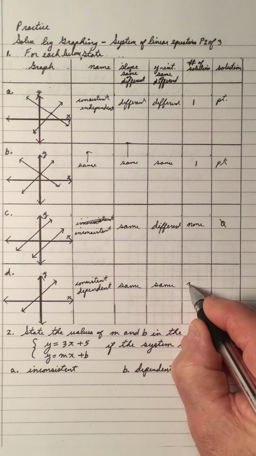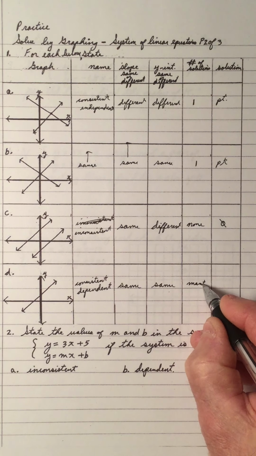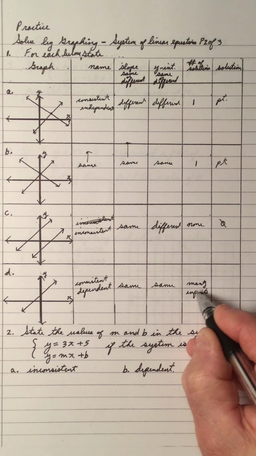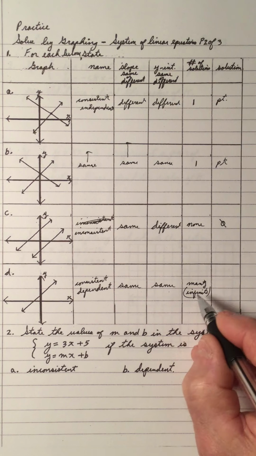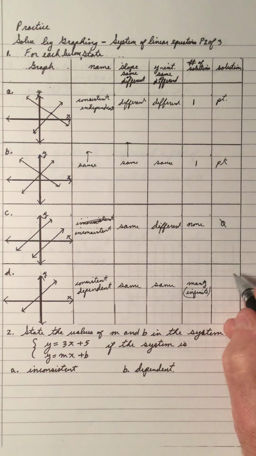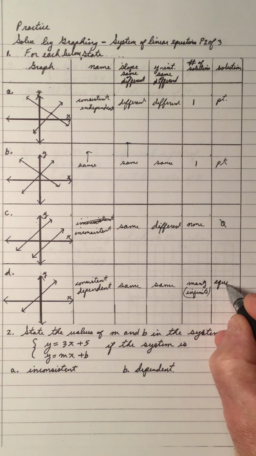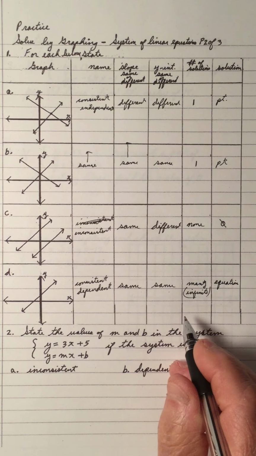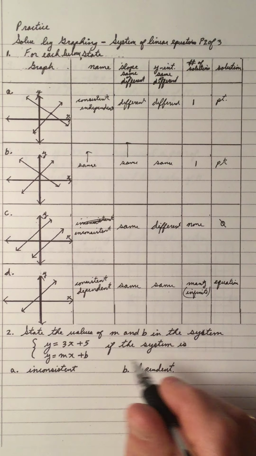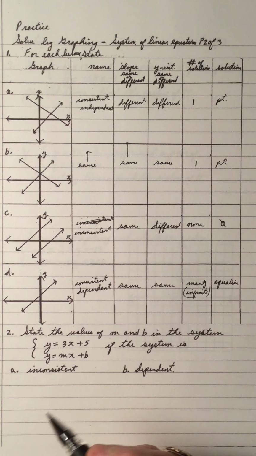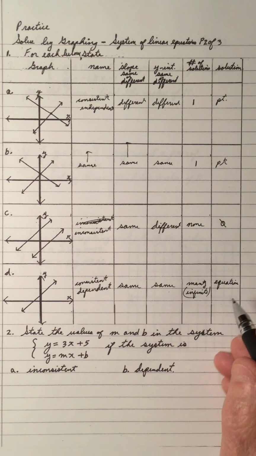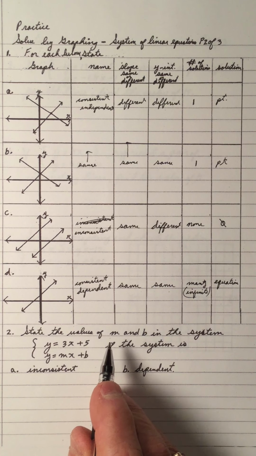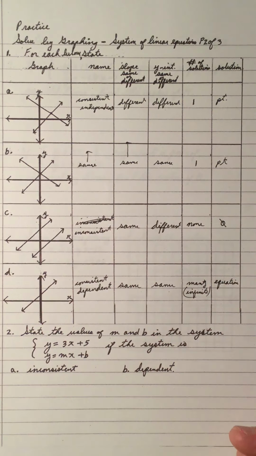The number of solutions is many, or we can say infinite, whatever way you want to say it, infinite number of solutions. And the solution set is the equation. You write down one of the equations because there's only one line, but you can have many, many equations. So one of the equations will be the solution set. And that's a review of the different systems.